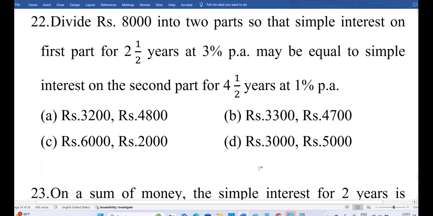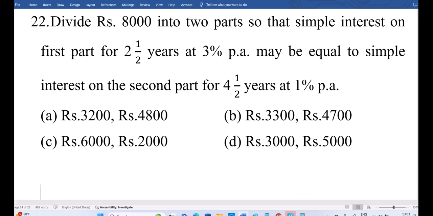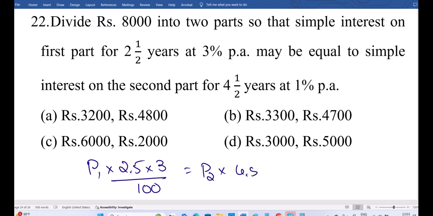So what is the answer for this question? 8,000 divided into two parts. First part 2.5 years at 3% per annum should be equal to the second part at 4.5%. So for the first part we don't know the amount P1, time 2.5, rate of interest 3, which should be equal to the second part, rate of interest 4.5 into 1, divided by 100.